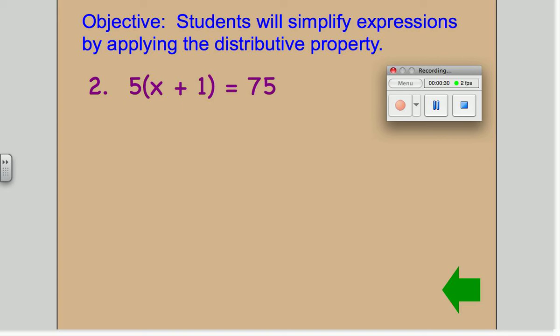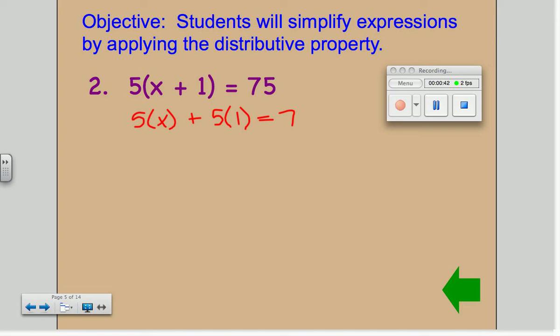5 times x plus 1 equals 75. 5 times x plus 1 means 5 times x plus 5 times 1, and that all equals 75. So 5 times x is 5x, 5 times 1 is 5, equals 75. Now I have a constant term, 5. I have a variable, x, and we have an equation that all equals 75. So we're ready to solve for x.